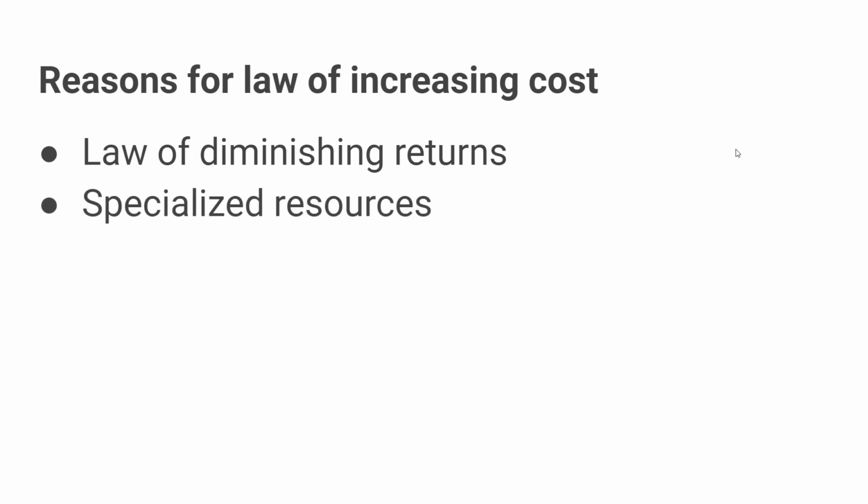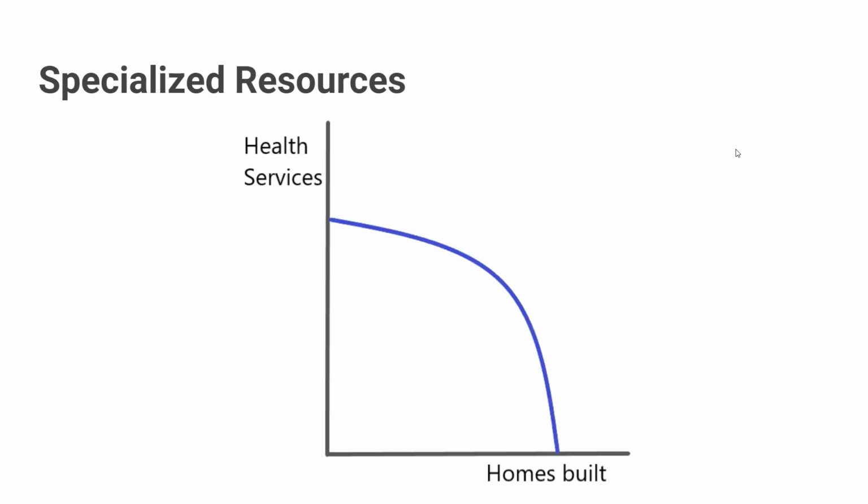The same thing occurs, though, when resources are specialized. If we have resources that are not equally good in all applications, it turns out we're still going to get that same sort of increasing marginal opportunity cost. Perhaps the best way of seeing this is through an example.